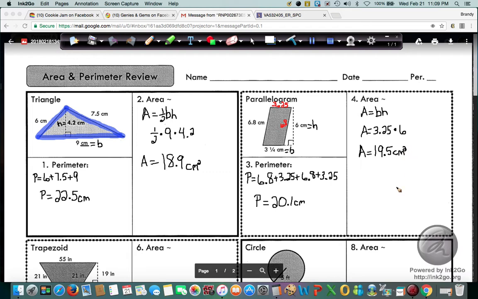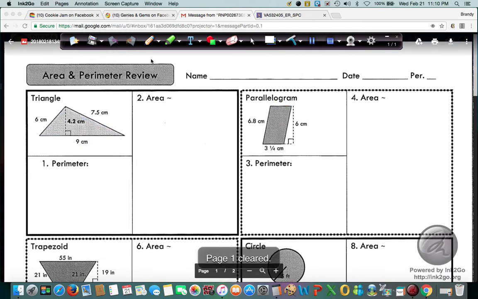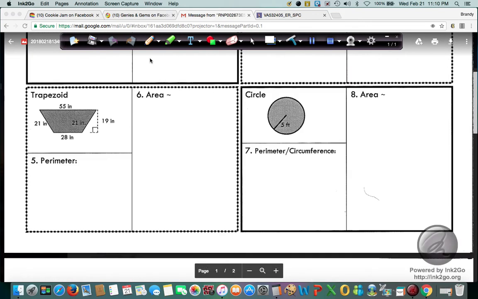Okay? All right, we're going to move down to the next one, but in order to do that, I've got to clear this out. So if you need to pause the video to make sure you have all this written down, please do so now. I'm going to clear it out. And we are going to scroll down to the next piece.